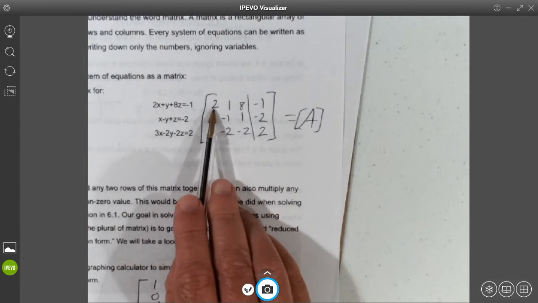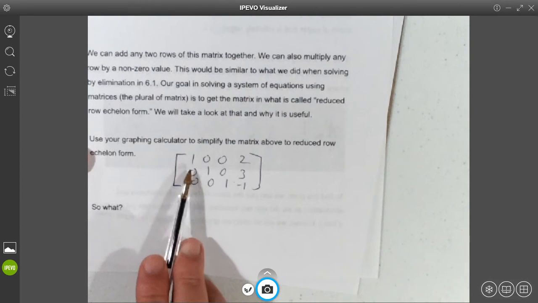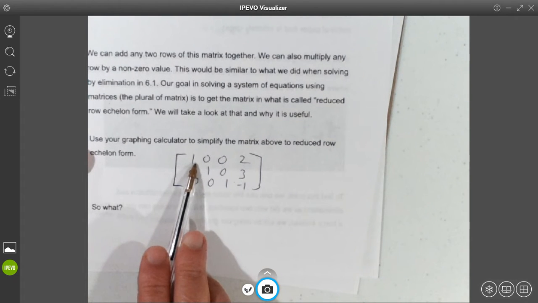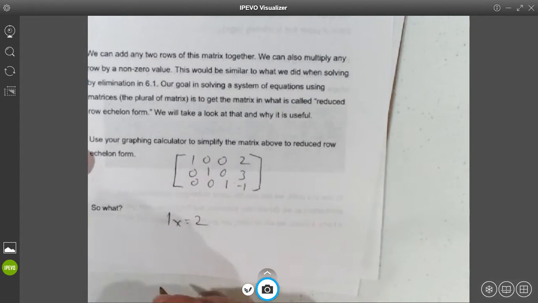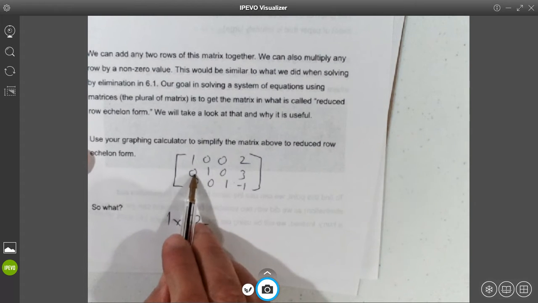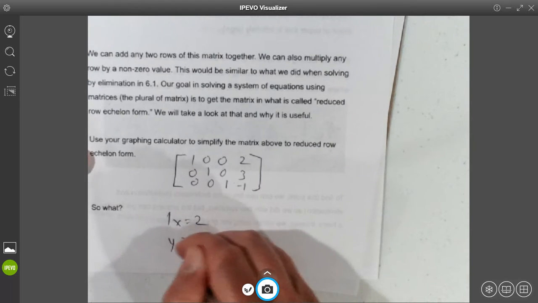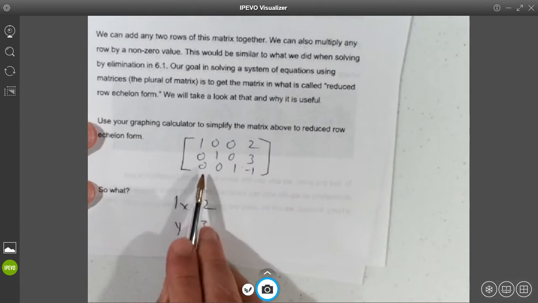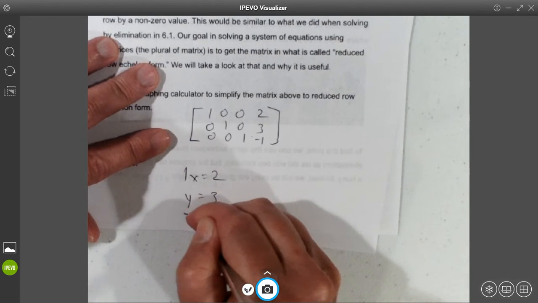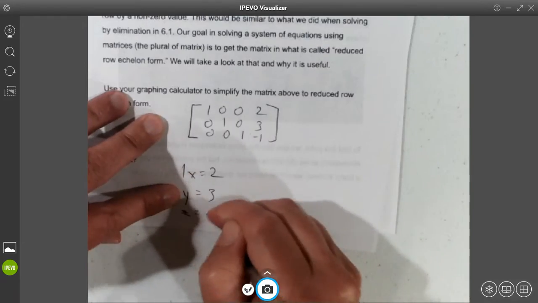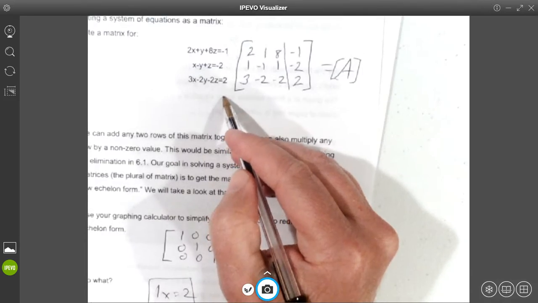Well, if we go back here, remember this was 2x plus 1y plus 8z equals negative 1. If we do that backwards, this is 1x plus 0y plus 0z. So we've got 1x equals 2. We now know what x is. This is 0x plus 1y plus 0z equals 3. We know that y equals 3. And we've got 0x plus 1y plus 1z equals negative 1. So we know that z equals negative 1. We just solved that system of linear equations.